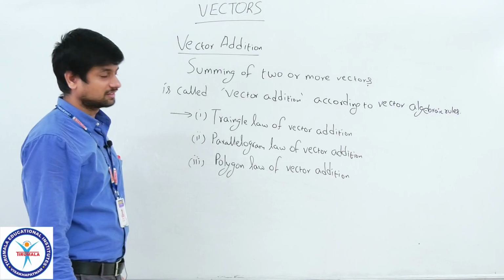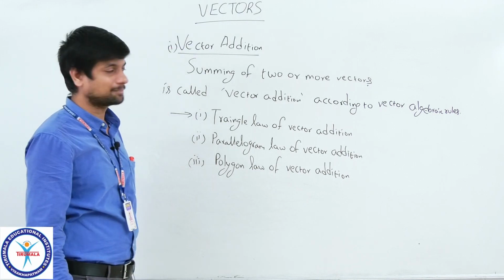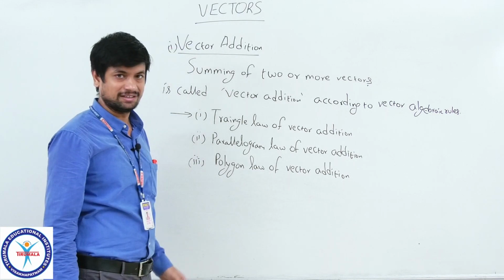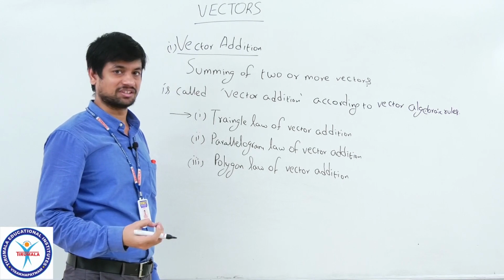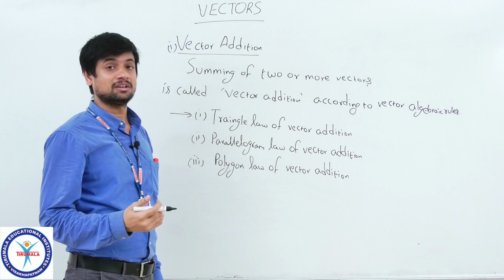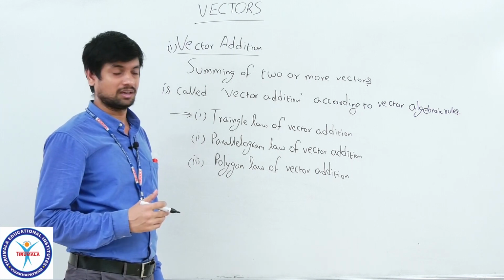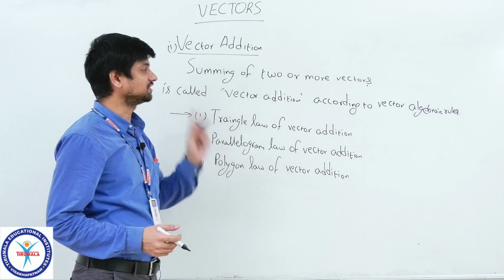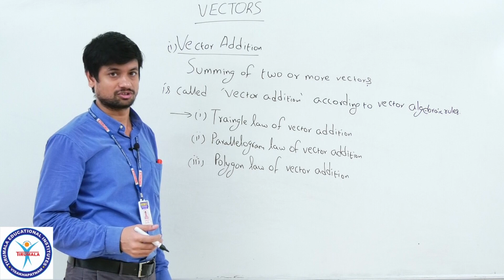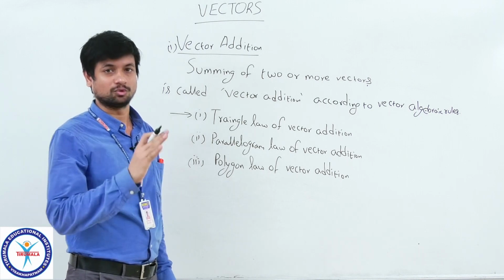See children, the first mathematical operation in vector mathematics is addition. What is that? Addition. We still have subtraction, multiplication, division. All these operations, whether they are possible or not, we are going to learn. Summing of 2 or more vectors is called vector addition according to the vector algebraic rules. That means simply add 2 vectors, the resultant we need to know.